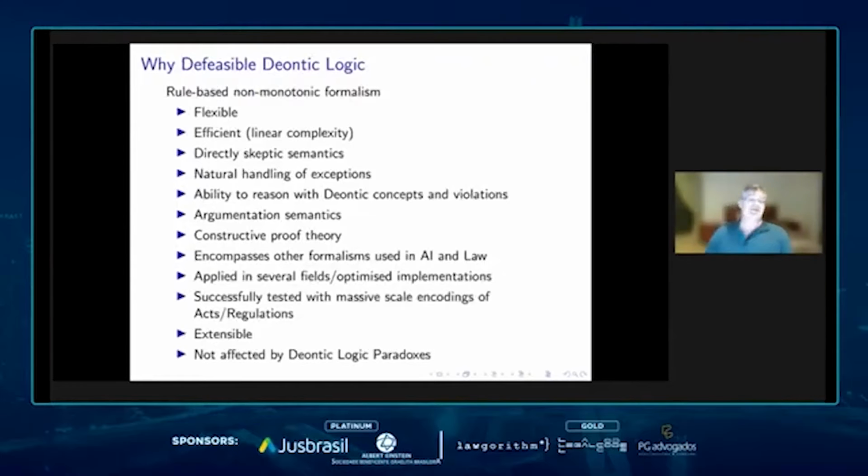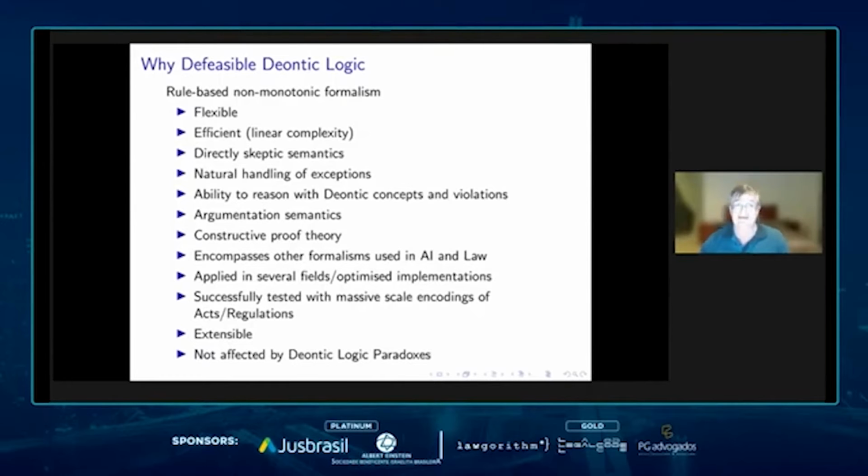So here it's just my used cars salesman pitch for defeasible Deontic logic. It's a rule-based non-monotonic formalism. It is efficient, indeed. It has linear complexity. It has a natural, directly skeptical semantics. So it means we don't have to compute all possible extensions and take the intersections. We can do the computations directly. And related to this, it has a natural ability to model exceptions in an efficient way.